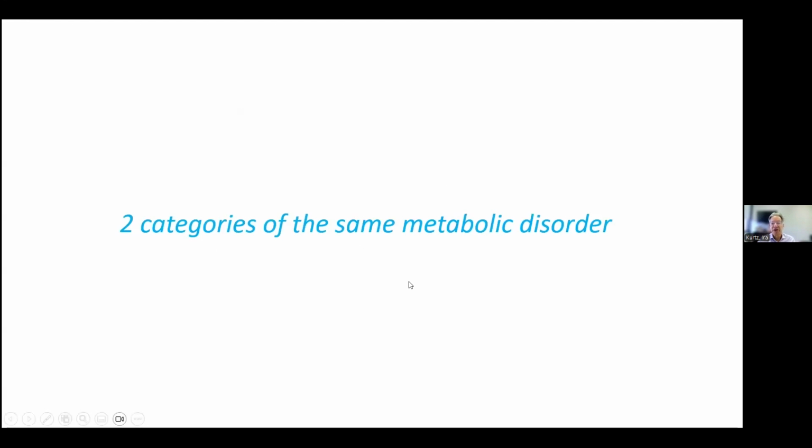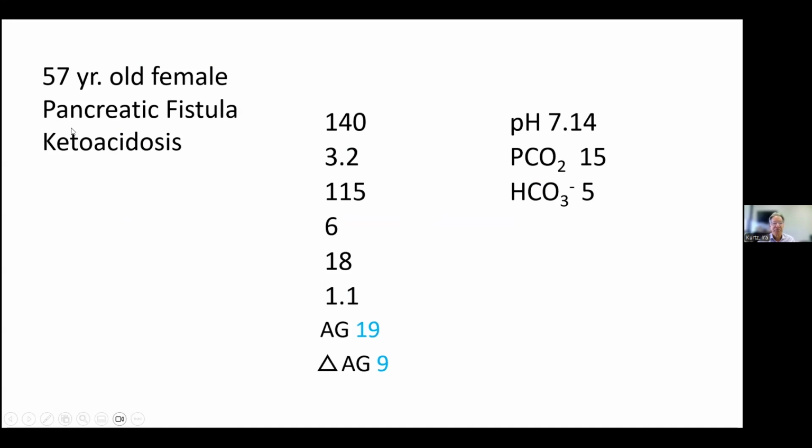Another cause of numbers that look mixed or don't follow a simple acid-base rule is 2 categories of the same metabolic disorder. So here we have a female with a pancreatic fistula and ketoacidosis. We look at the anion gap and it's 19. The anion gap is up by about 9 above what you would call normal. We call 12 normal, so it will be up by 7. So the anion gap is up by around 7 to 9, and the bicarbonate is 5. So when we look at the delta PCO2 to delta bicarbonate, we have values of 23 and 18.